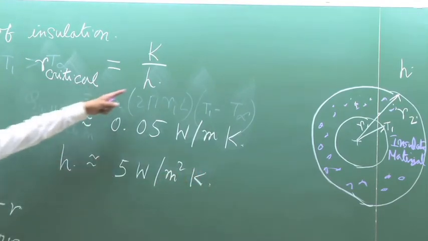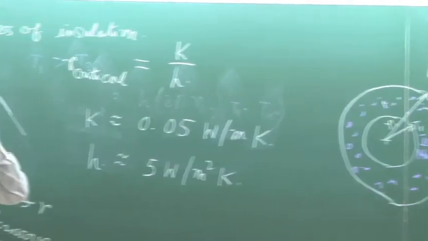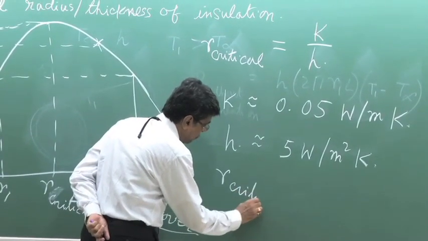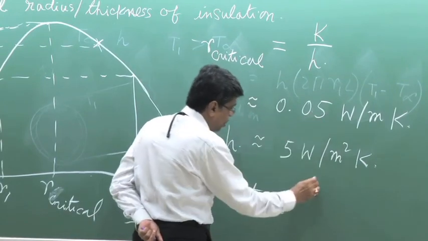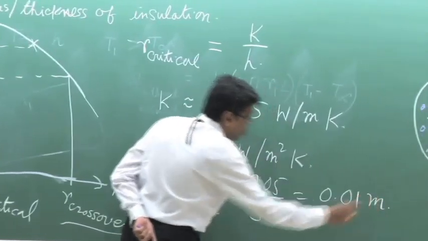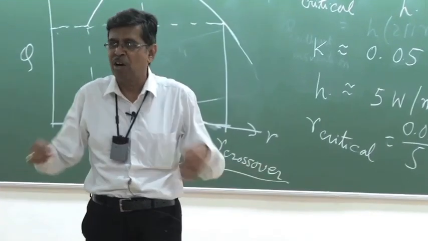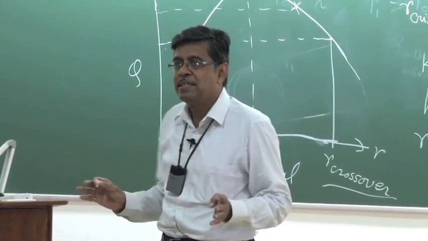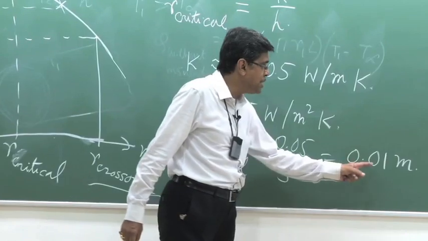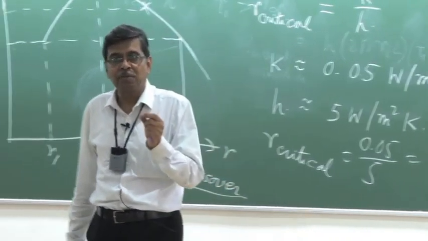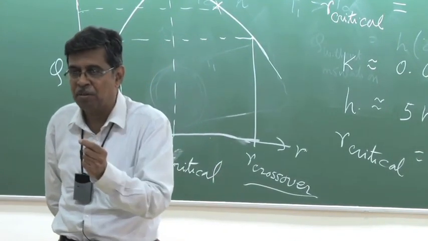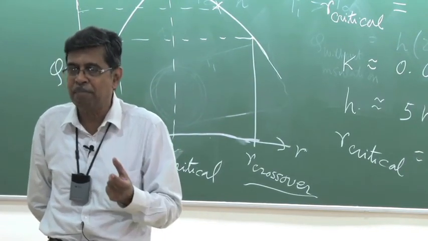So if I use this minimum value, because if H is lower, critical radius of insulation is higher, then I get a value of R critical, 0.05 by 5, it comes to about 0.01 meter. So why are we only interested in R critical, not crossover? Crossover radius is academic information, we can solve problems, but in practice it has not much value. Now therefore we see that if the critical radius of insulation is more than 1 centimeter, then it serves the purpose. So we only know the maximum value by a scaling analysis.